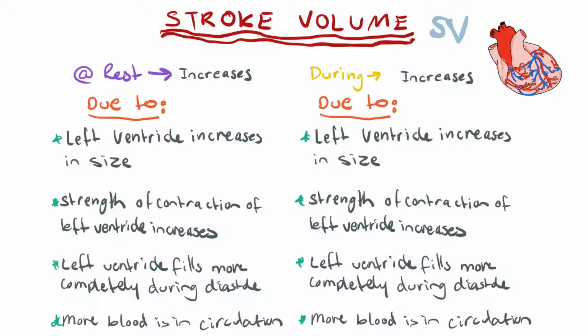So the left ventricle in the heart increases in size and the strength of contraction of the left ventricle increases. Now, because of those size increases and the strength increases, the left ventricle is able to fill more completely during the diastole phase, and that allows for more blood in circulation. So basically, an increase in the left ventricle in size and strength allows for more blood to be pumped around the body, which increases our stroke volume at rest and during exercise.